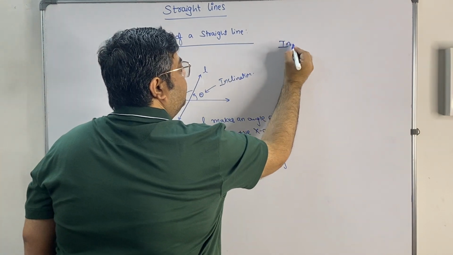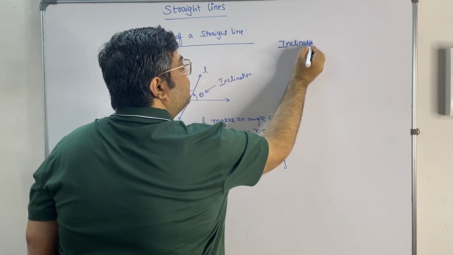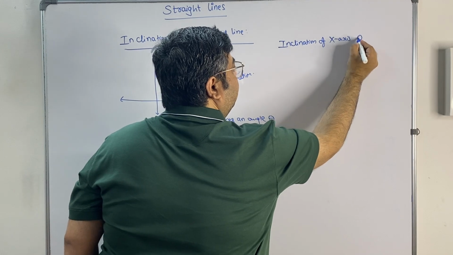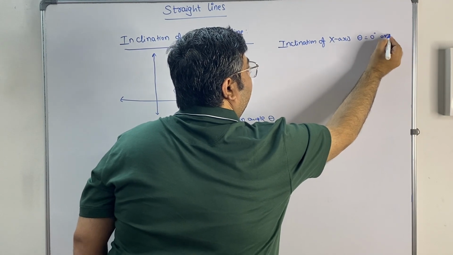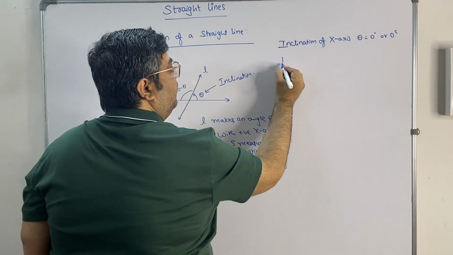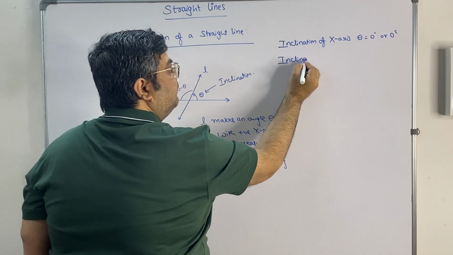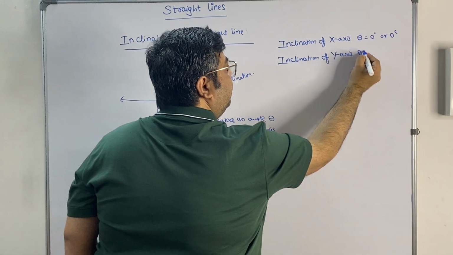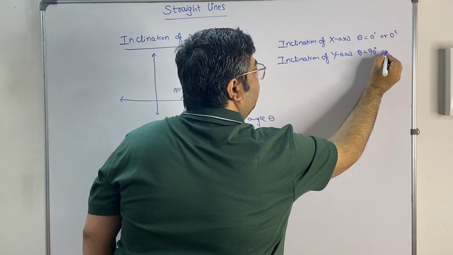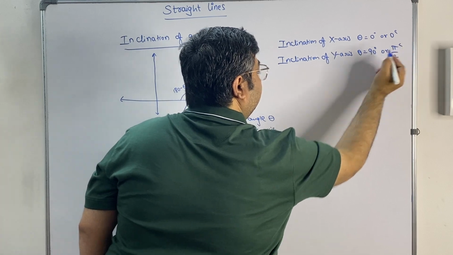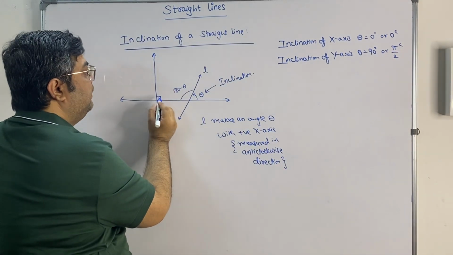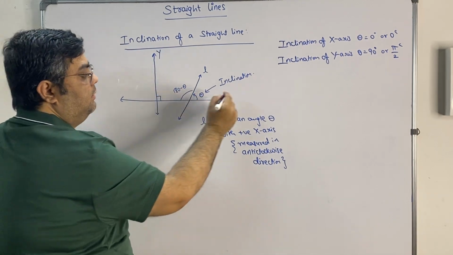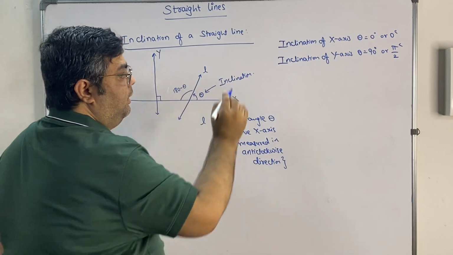The inclination of the x-axis, theta, is 0 degree or 0 radian, while the inclination of the y-axis, theta, is 90 degrees or pi by 2 radians. As can be observed, the y-axis makes an angle of 90 degrees in the anti-clockwise direction. The x-axis makes 0 degree.